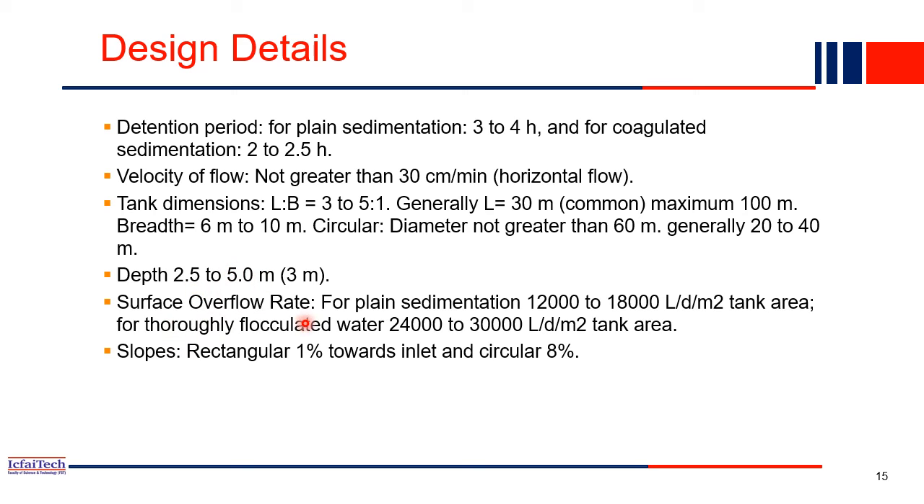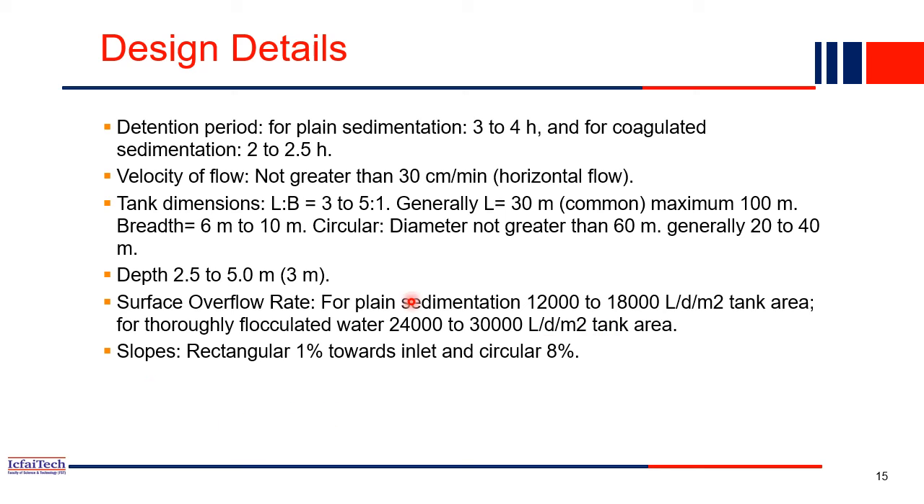Now the surface overflow rate. Surface overflow rate means how many liters are purified. For plain sedimentation, it is 1200 to 1800 liter per day per meter square of tank area. And for flocculated water, meaning if you have added the chemical, then the water flow will be increased, right? That will be 24,000 to 30,000 liter per day per meter square. Tank area is from the Q value, you get it.